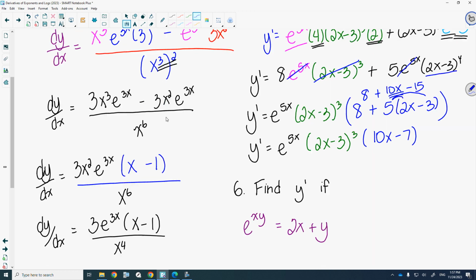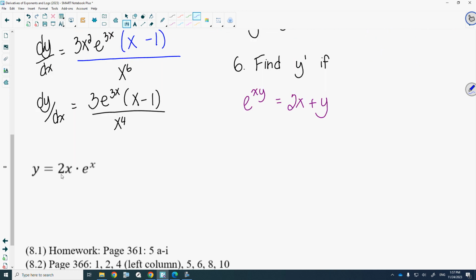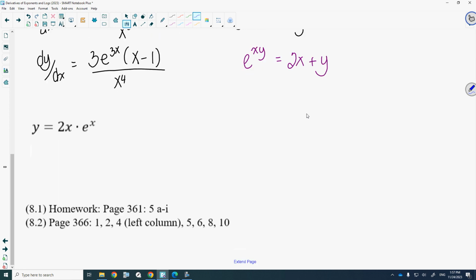All right, I think there's 2 more questions. We'll do this one, which is actually a product law, but it is going to be quite quick. And then we'll do this one, which I believe is a homework question, but it's going to involve implicit differentiation.